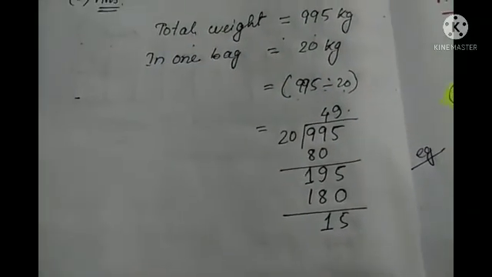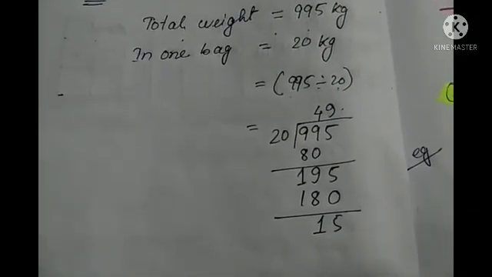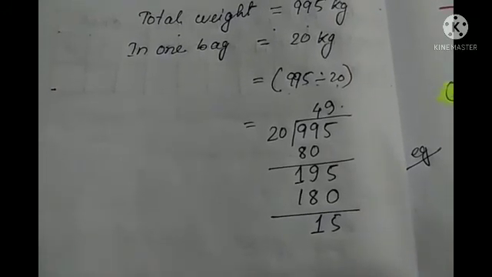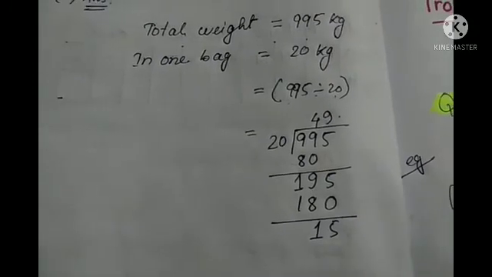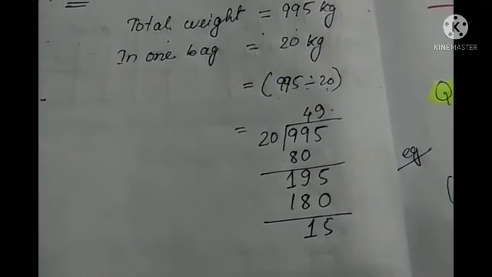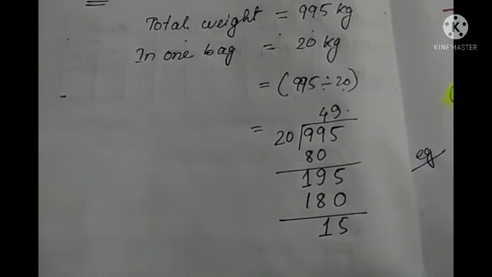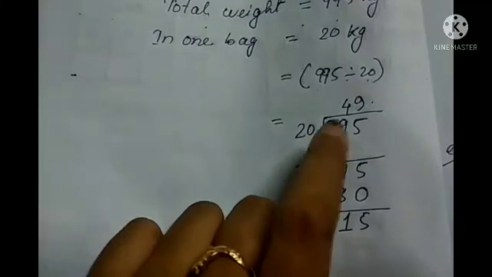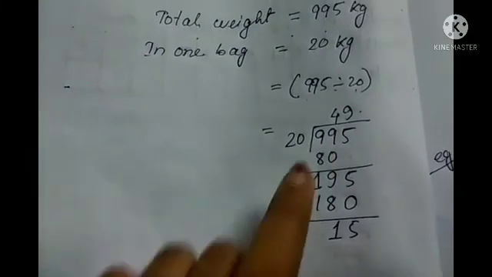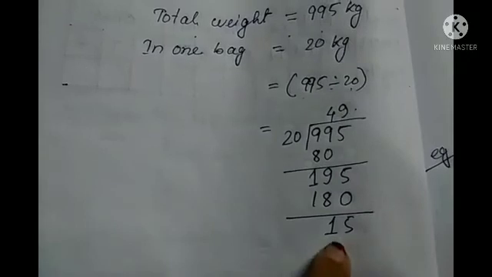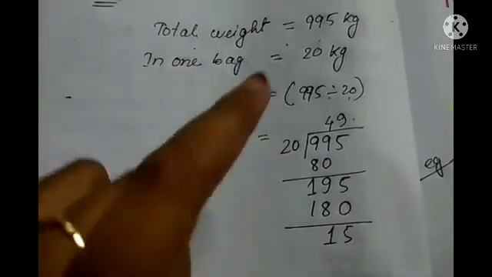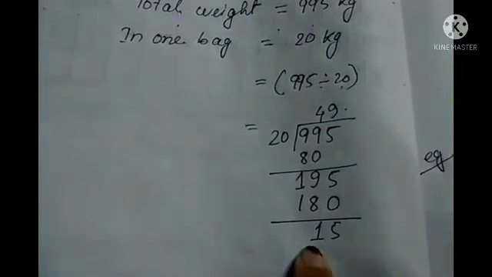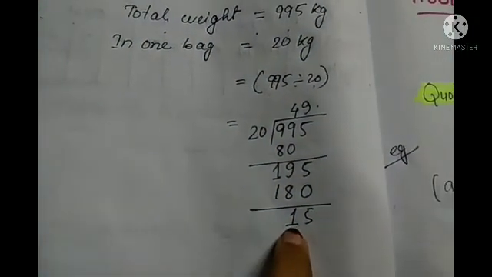Here the total is given as 995 kg of equipment. For mountain climbing, all the equipment is necessary, isn't it? So that means all the equipment we have to pack and take. This is the total weight of the equipment. So 15 kg is left out, because in one bag we are packing 20 kg, right? So 15 kg is left out. For that we need one more bag, isn't it?